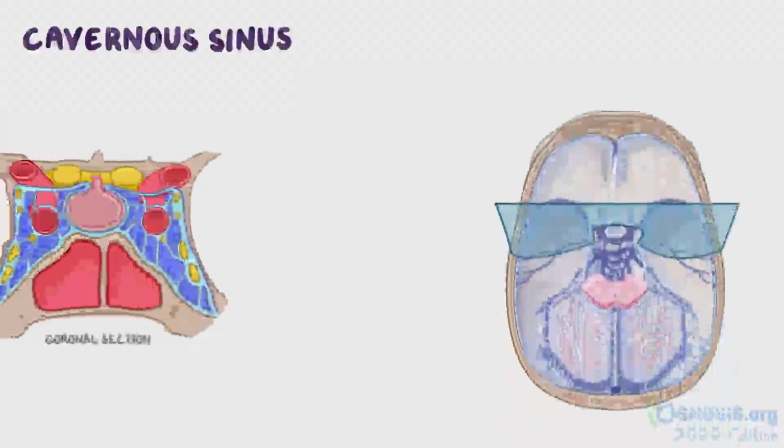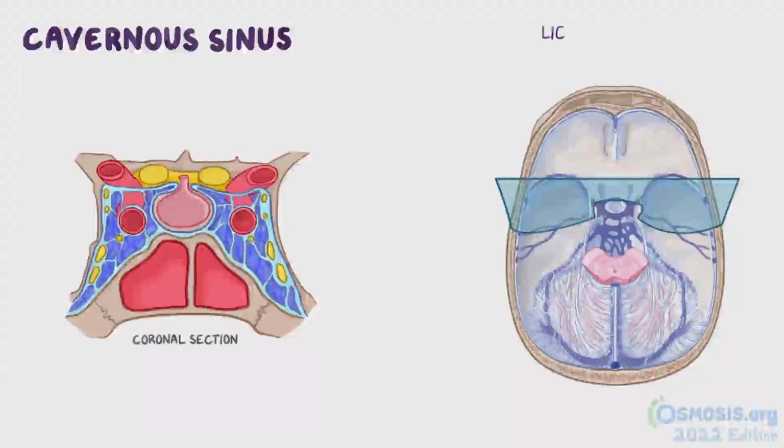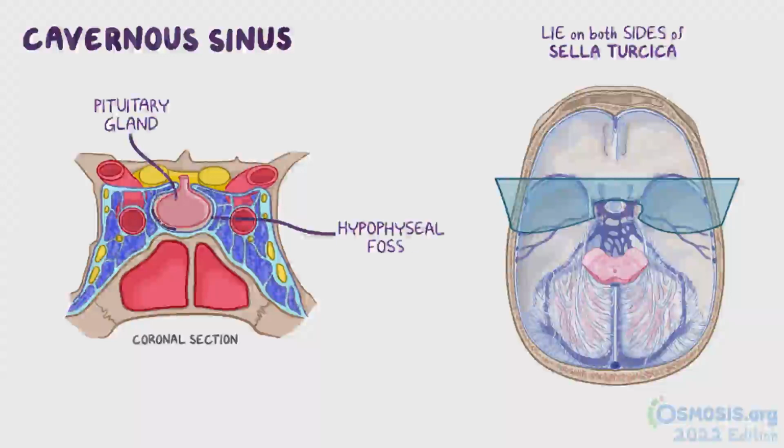Of all the sinuses that we have talked about, the cavernous sinus is the most clinically relevant because there are several important structures related to it. Again, the cavernous sinus lies on both sides of the sella turcica of the sphenoid bone. The pituitary gland lies in between the sinuses, along the midline, within the hypophyseal fossa.